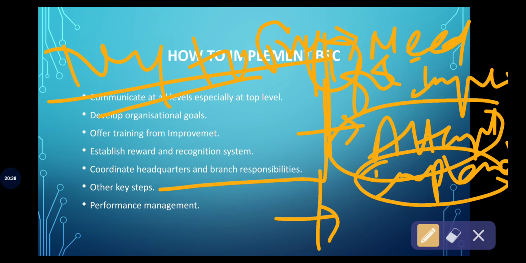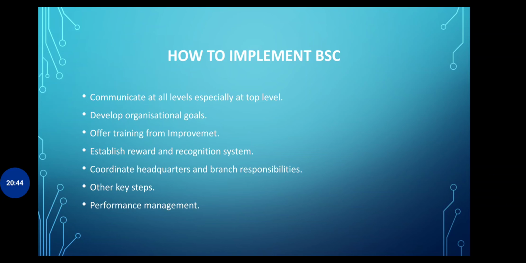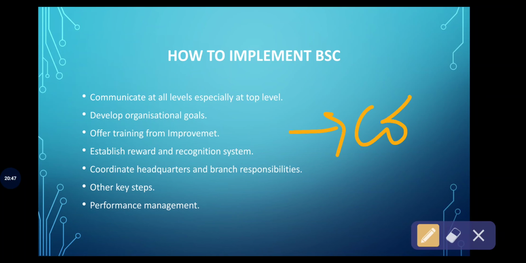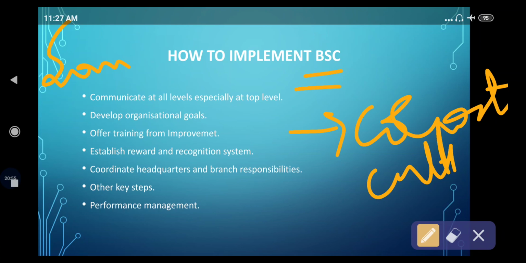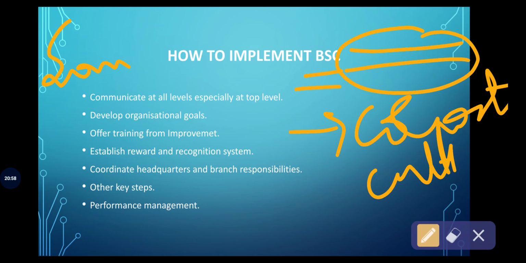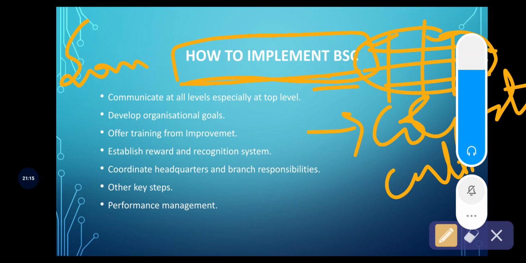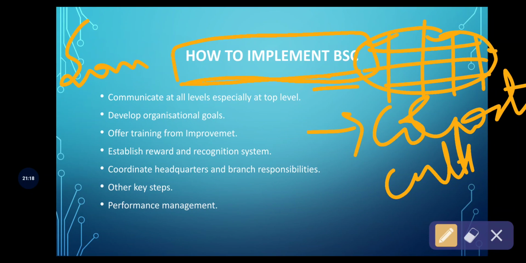Next is changing our corporate culture. Before BSC, our organization will be something. If you want to implement BSC, we should change the infrastructure and the organization culture. It may need some software, or providing training, or appointing some employees who know about BSC. All those things are to be done, right? So these are the key steps.